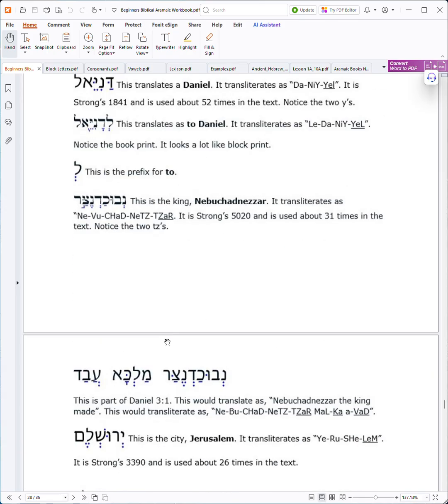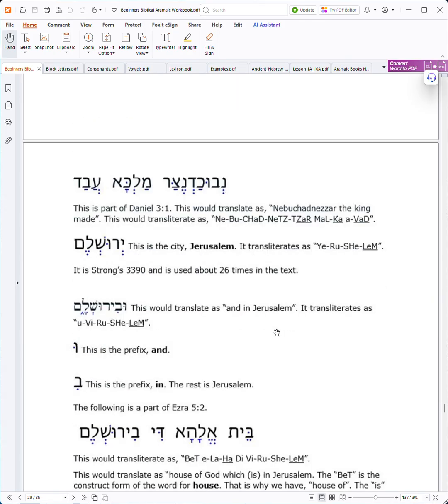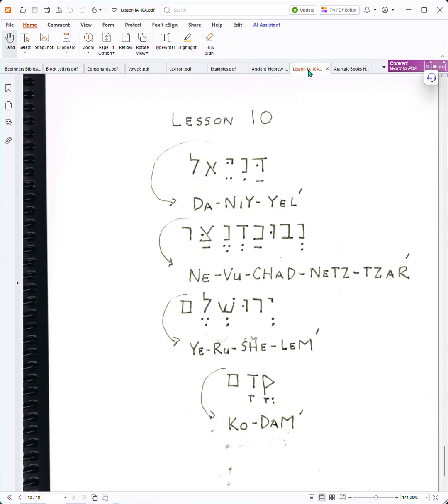So now we come to this one. So this is Nebuchadnezzar, the king made. So that's how that would translate. Nebuchadnezzar, the king made. So here's all the transliteration. Nebuchadnezzar Malka Avad.